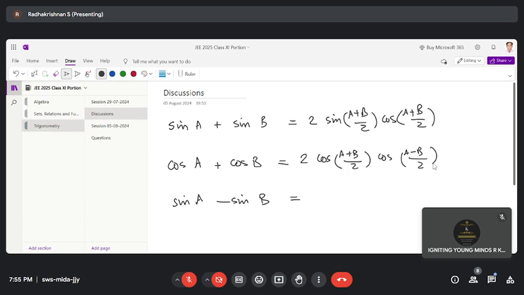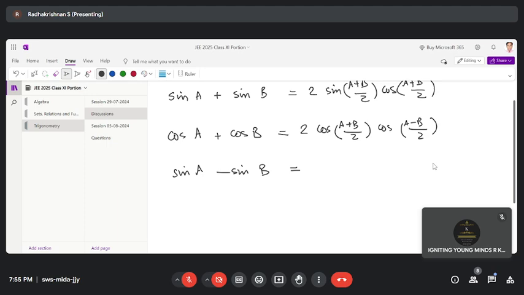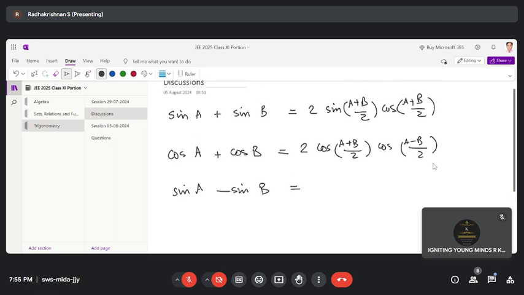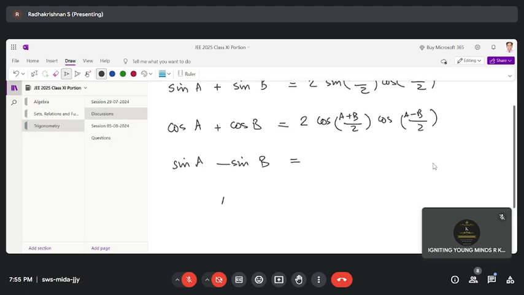Tell me what is it for sin A minus sin B? How do you get this formula? If you get a doubt, I told you a method also last time. 2 sin (A minus B by 2) cos (A plus B by 2). If you get a doubt, all you do is, you should remember those formulas first of all. But if you don't, you can put like this.